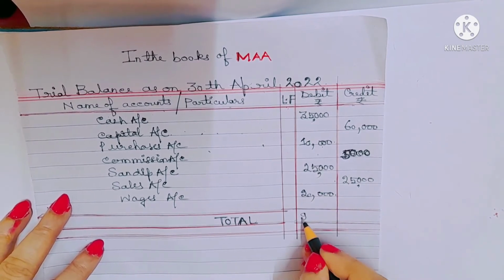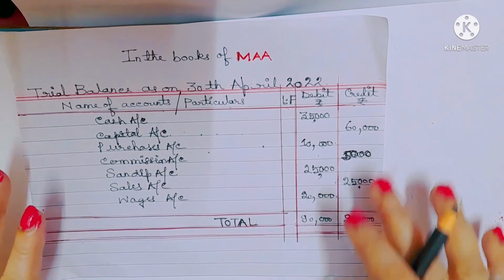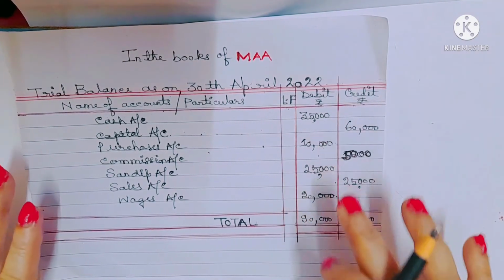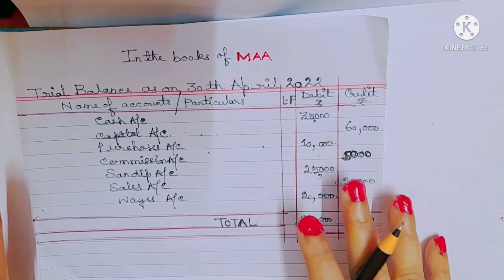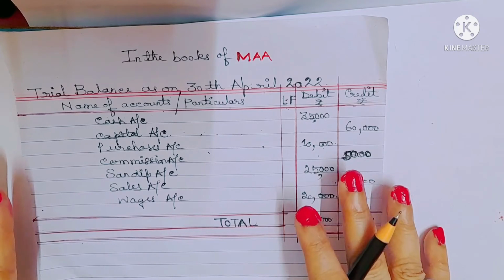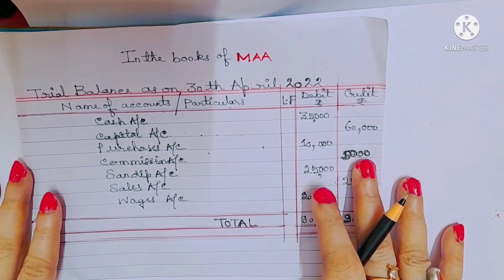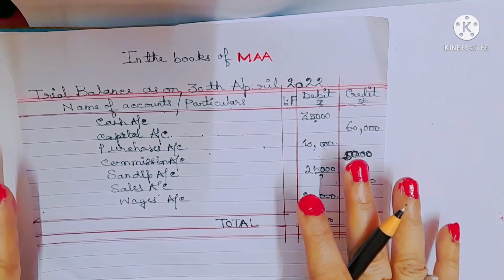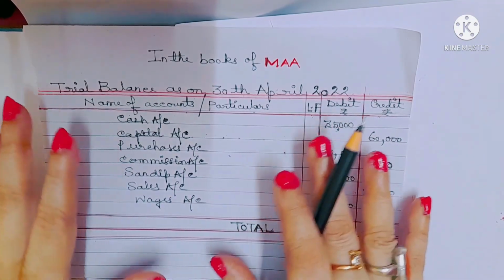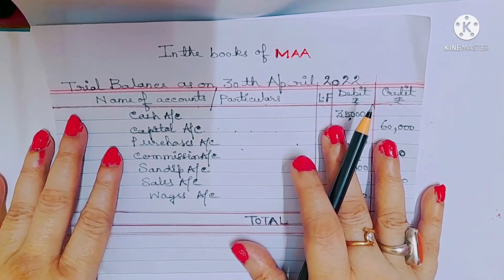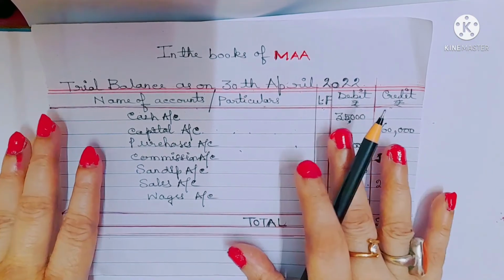The total is 90,000. Here also, the total of credit column is 90,000. The total of debit column is also 90,000. Understood? The total of debit column is equal to the total of credit column. So the trial balance has tallied. It means the books of accounts, that is journal and ledger, are both correct. Understood? Trial balance is not an account. It's a statement prepared with debit and credit balances of ledger accounts.